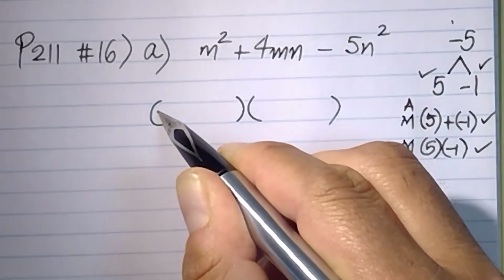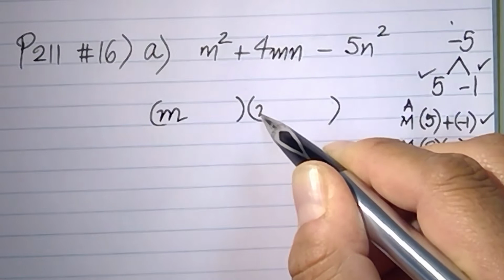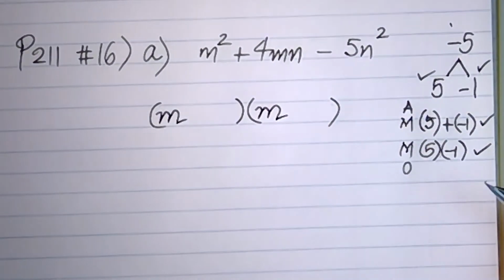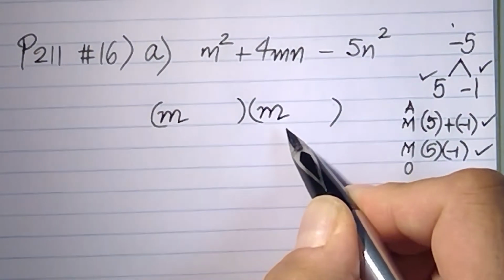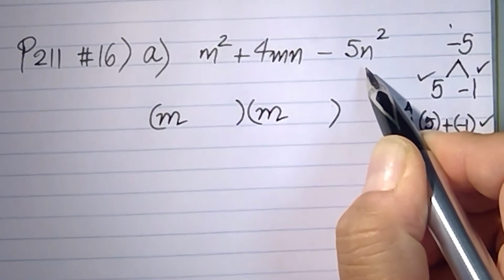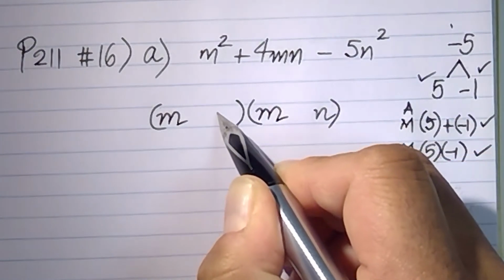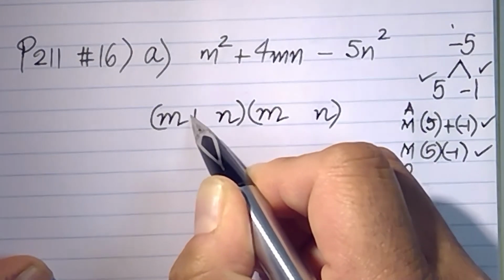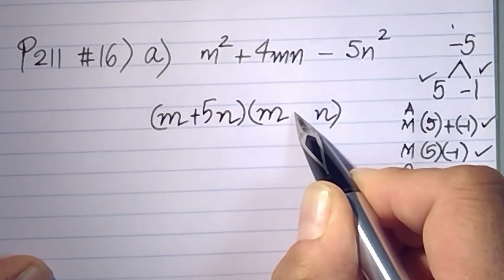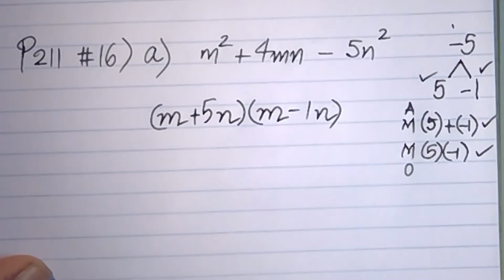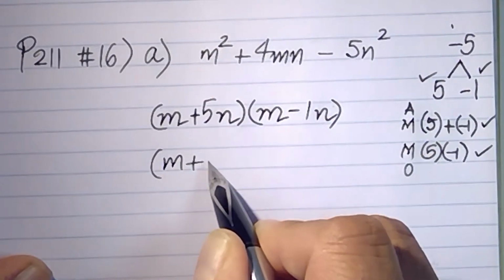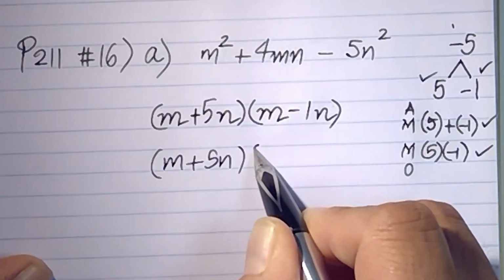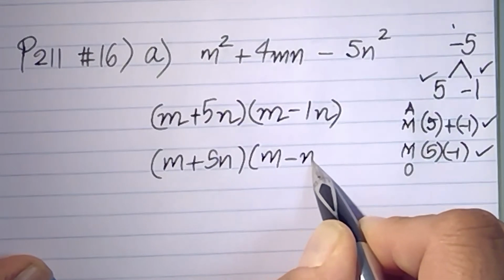See the m squared? All right. Now, you see the n squared? One of them gets positive 5. One of them gets -1. And you can write that as m plus 5n, m minus n.